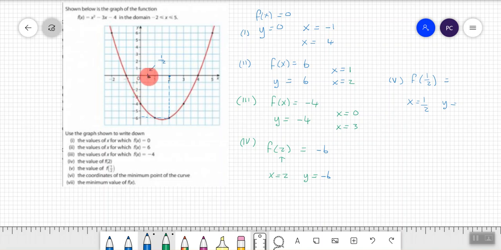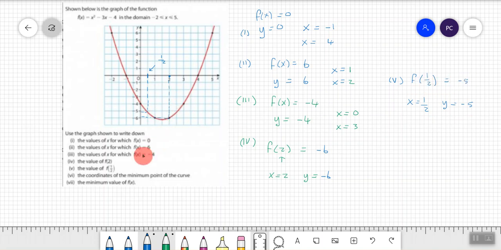And what we want to do is find out when x is a half, what's y equal to. So we draw our line down. Okay, it cuts the axis here, and we draw our line across. So y is equal to minus 5. Therefore, when x is a half, y is equal to minus 5.